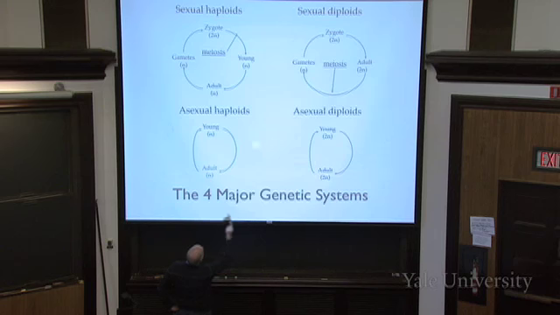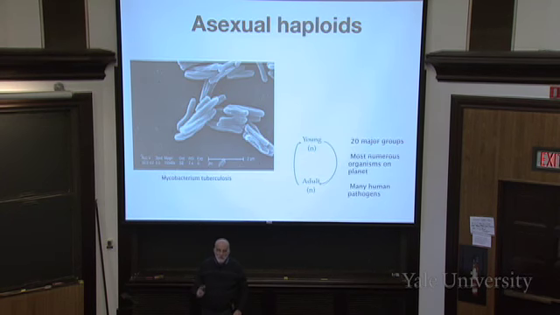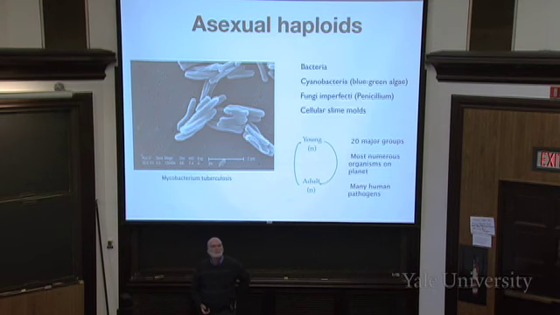Then we have asexual haploids and asexual diploids, and at least in outline, they look pretty simple. You know, asexual diploid just makes a copy of itself, just goes through mitosis, makes babies. Asexual haploid, same kind of thing. So those are the four major genetic systems. There are many, many variations on them. So the asexual haploids are things like the tuberculosis pathogen, blue-green algae, the bread mold, the penicillus fungus, cellular slime molds, and they constitute the bulk of the organisms on the planet.